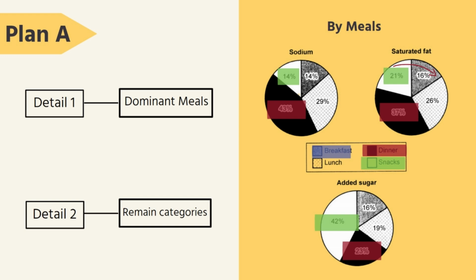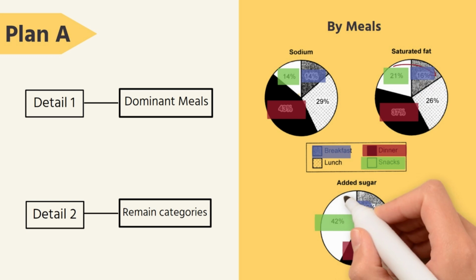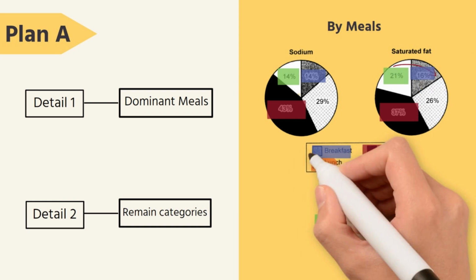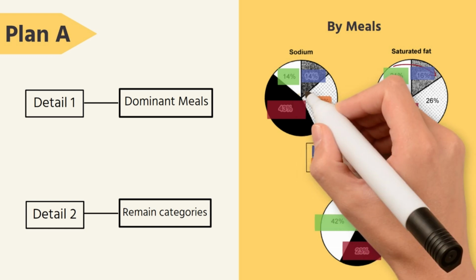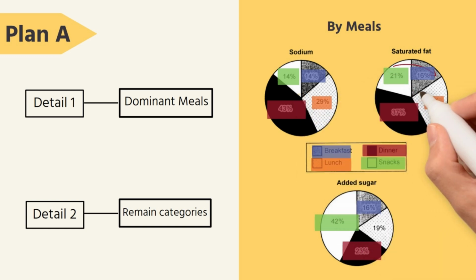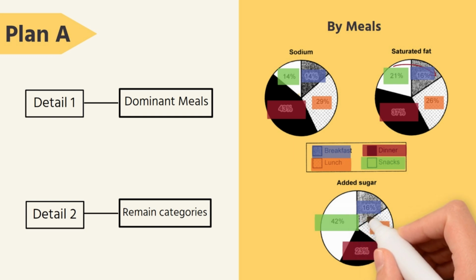First, breakfast consistently provides the smallest proportion across all 3 nutrients: 14 of sodium, 16 of saturated fat, 16 of added sugar. Then, lunch is moderate. It contributes 29% of sodium, 26% of saturated fat, and 19% of added sugar. Then, sodium from lunch is twice as much as breakfast.